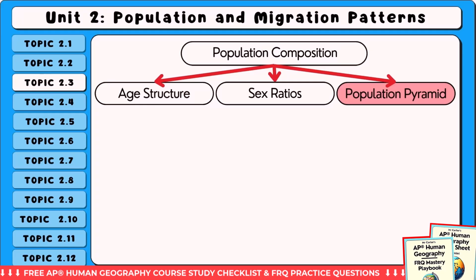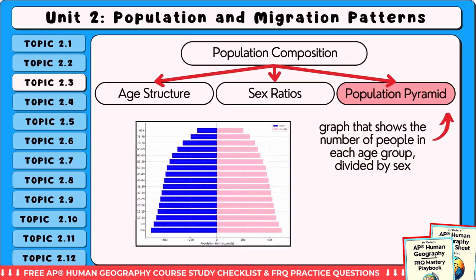Now let's look at the population pyramid. A population pyramid is a special kind of graph that shows the number of people in each age group divided by sex. Males are shown on one side and females on the other, with age groups stacked from youngest at the bottom to oldest at the top. The shape of the pyramid reveals how a population is changing over time.